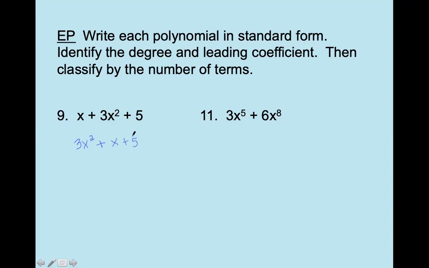All right, next it says, identify the degree and leading coefficient. So the degree of this is 2. When you have a string like this, when you have several terms, the degree is the highest degree. So this is degree 2. The leading coefficient is this number sitting right in front of the x squared here. So you go to your highest degree term, the number at the front is your leading coefficient. So in this case, our leading coefficient is 3.